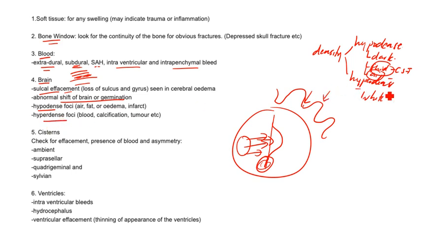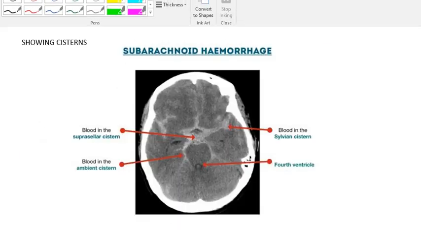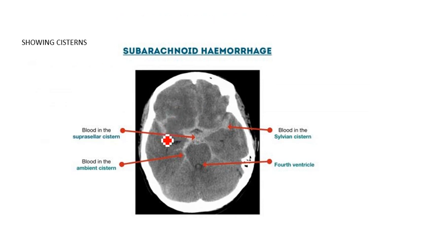And hyperdense, as we have mentioned, is white, and typically when you see white it is usually blood. So blood typically appears white on a brain CT, although there are masses and other things that can appear white, especially calcification and tumors, but you also have to think about blood. Now, I want you to look at this image. This is an abnormal CT because you're seeing white here. The brain CT is not supposed to have white in this area. This is supposed to be black because it's CSF. So if you see white here, it strongly suggests that it's likely blood.